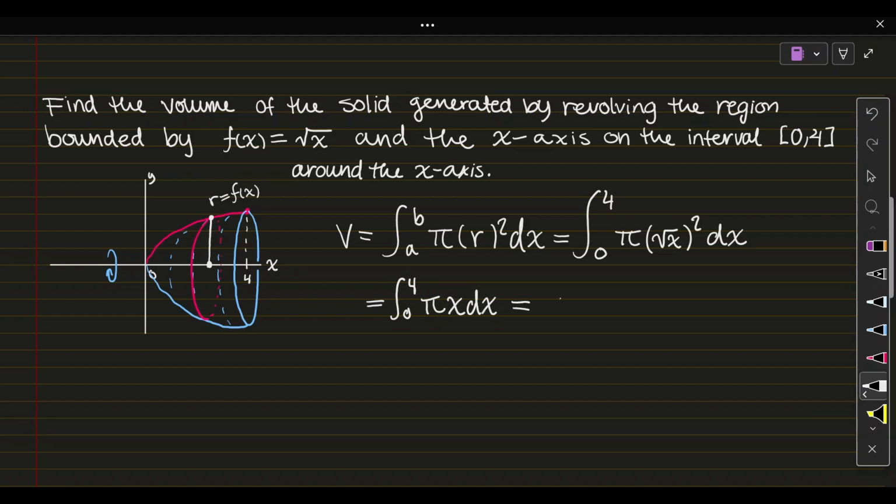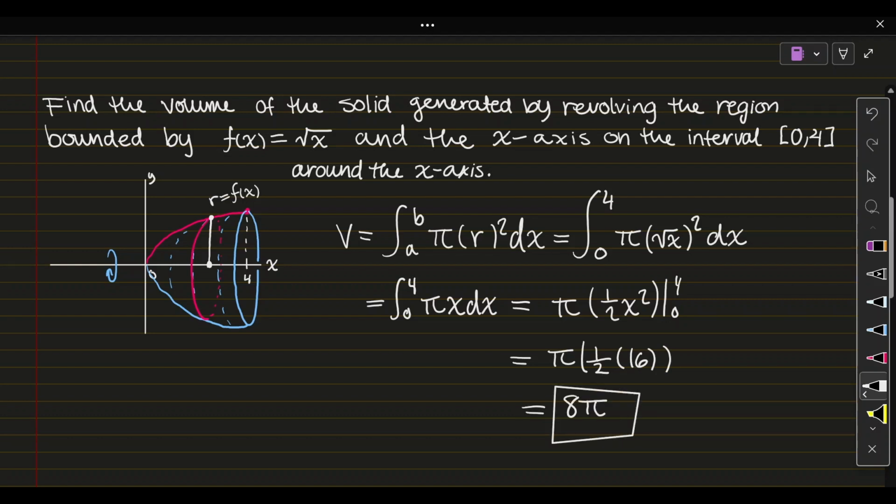Integrating this gives pi times 1/2 x squared, evaluated from 0 to 4. And then this is going to be pi times 1/2 of 16, which is 8 pi. So the volume of the solid of revolution that I demonstrated at the beginning of the video is 8 pi.